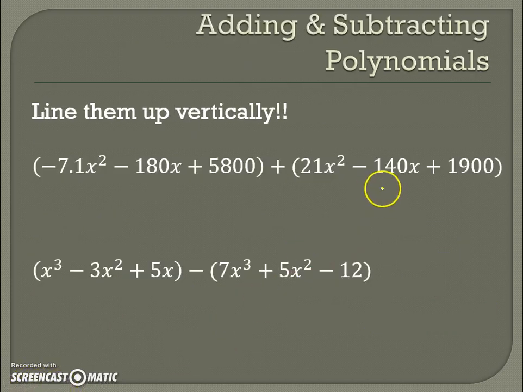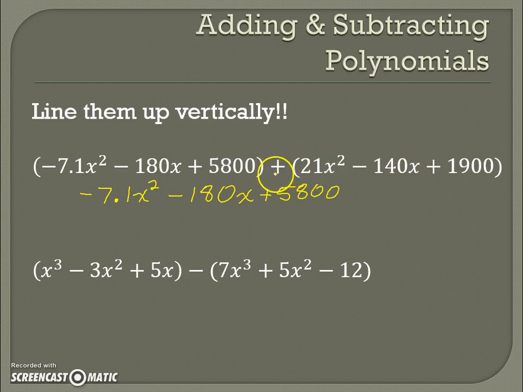All right, adding and subtracting polynomials. To make this really easy, the best thing to do here is to just line them up vertically. So I'll start with my first one, negative 7.1x squared minus 180x plus 5,800. Then I take this and I line these up with like terms.